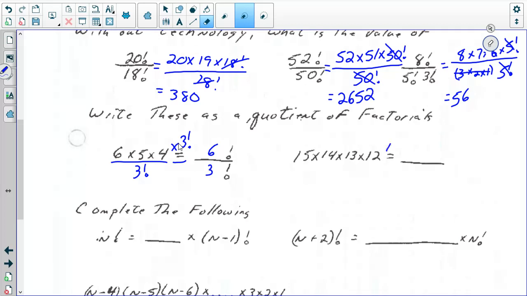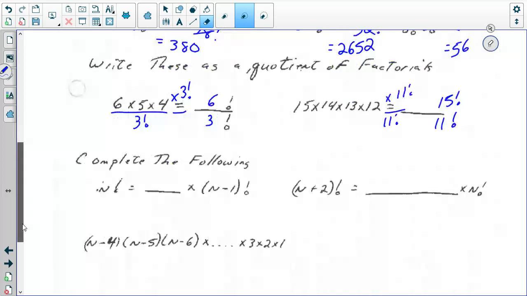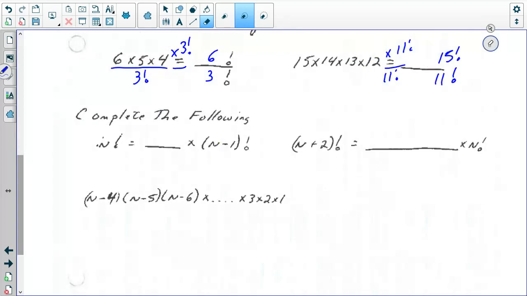Here, the next one would be 11 factorial over 11 factorial. So my top is going to be 15 factorial over 11 factorial. Now, what's most commonly going to happen here is we're going to work not with numbers per se, but with expressions.